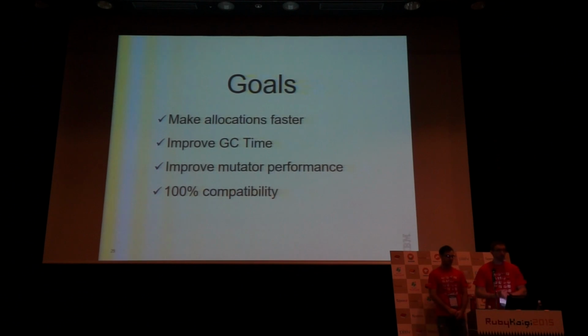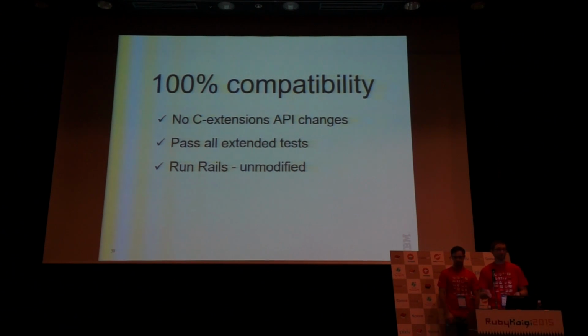Okay, so now we have a better understanding of GC internals. Let's talk about what we actually did to put OMR's GC into Ruby. We started out with these goals in mind. We wanted to make allocations faster, improve GC time. We wanted to improve the mutator performance. Mutator is what we call the application, so improve the application performance of your Ruby application. And above all, we wanted to maintain 100% compatibility. So this means no C extension API changes. Anything you can run on Ruby today, you can run with OMR's GC in Ruby.